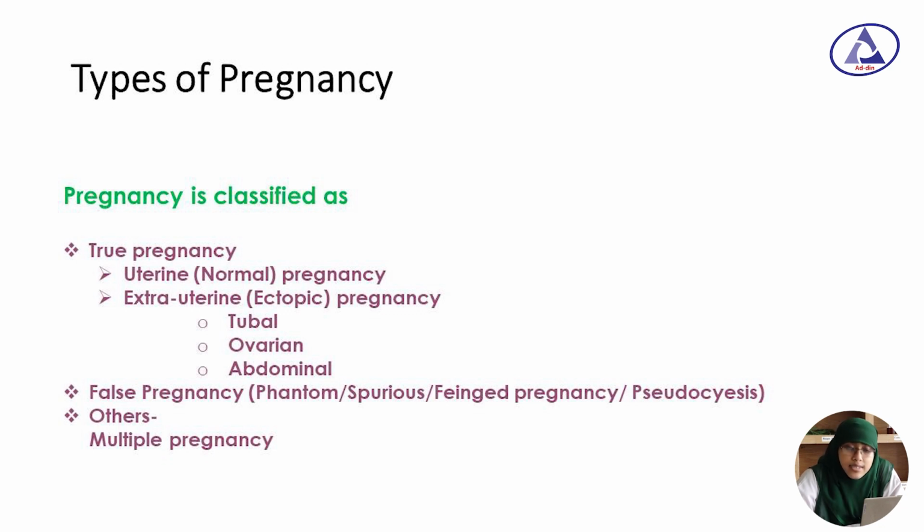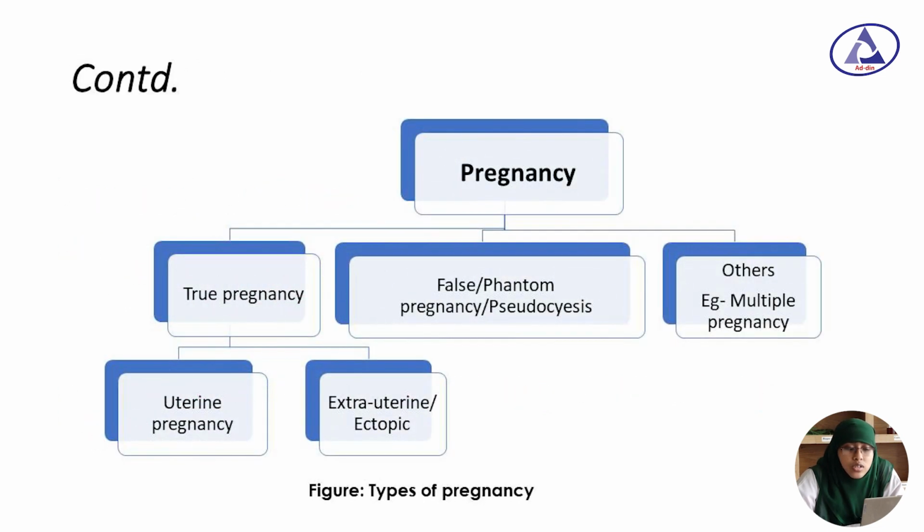First of all, it is said whether it is a true pregnancy or a false pregnancy. If it is a true pregnancy, there may be either uterine pregnancy or extrauterine pregnancy. Our main concern is this uterine pregnancy. Also, false pregnancy presents with the same symptoms as pregnancy, and is also termed phantom pregnancy, spurious pregnancy, feigned pregnancy or pseudocyesis.